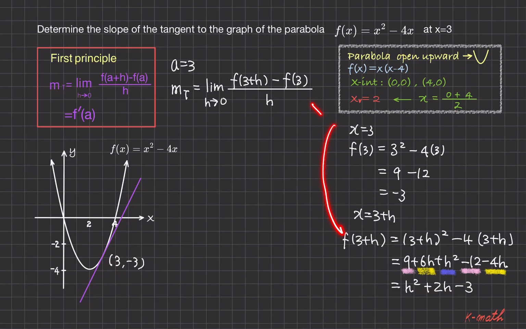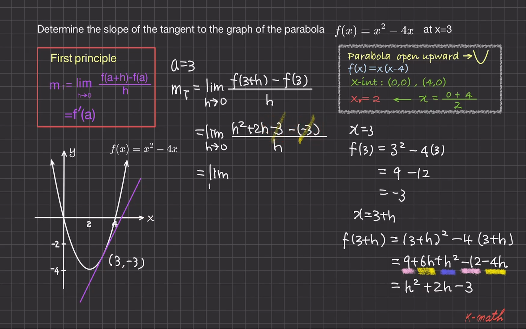Then plug everything into the formula. The slope of the tangent is limit as h approaches 0, f of 3 plus h is h squared plus 2h minus 3, and f of 3 is minus 3, minus minus 3, over h. Minus 3 cancels out. And the numerator becomes h squared plus 2h. And the denominator is h.